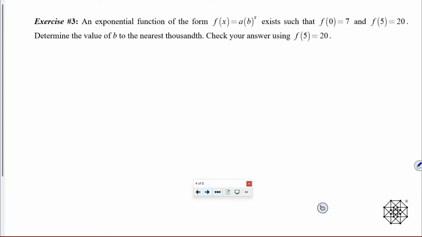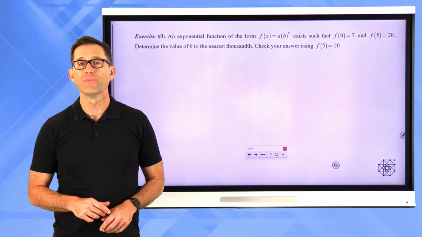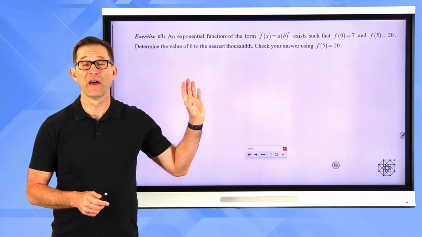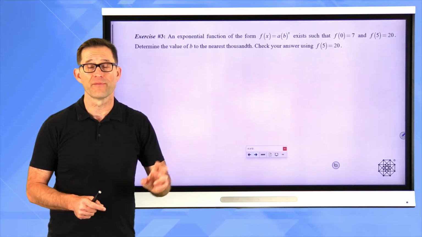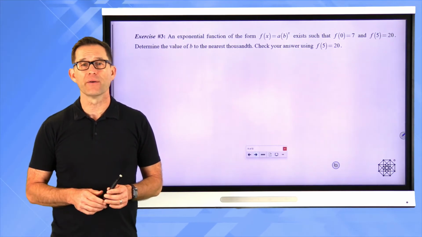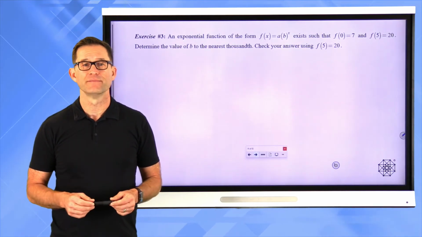Determine the value of b to the nearest thousandth. Check your answer using f of 5 equals 20. All right, well, this is very similar to what we just did in the last problem, except it's all sort of at once versus broken up into 4 different parts. Pause the video now and see if you can figure out the value of b to the nearest thousandth.